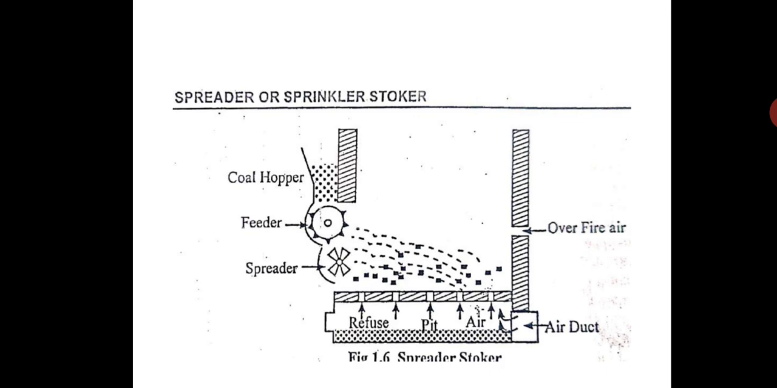So the feeder is a rotating drum fitted with blades on its periphery. There you can see the feeder like a sprocket shown. Other types of feeders such as reciprocating feeders, endless belts and spiral worms can also be used in this spreader stoker. The feeder continuously supplies the coal to the spreader.